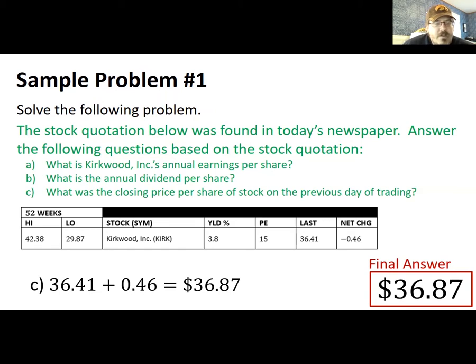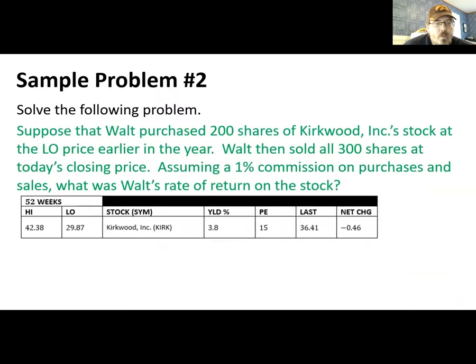All right, now we're going to continue using the same stock quotation, but we're going to answer a little bit different question here. So sample problem number 2. Suppose that Walt purchased 200 shares of Kirkwood Inc. stock at the low price earlier in the year. Walt then sold all 200 shares at today's closing price, assuming a 1% commission on purchases and sales. What was Walt's rate of return on the stock? So again, we're buying 200 shares. I apologize for the typo on the screen there.